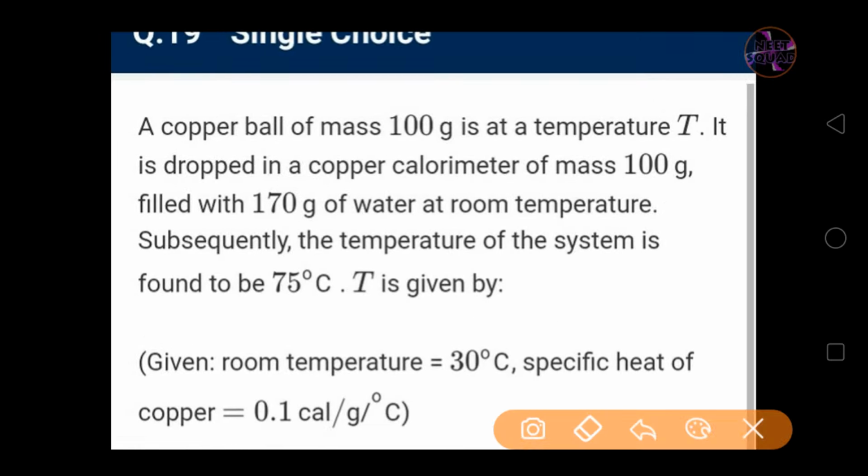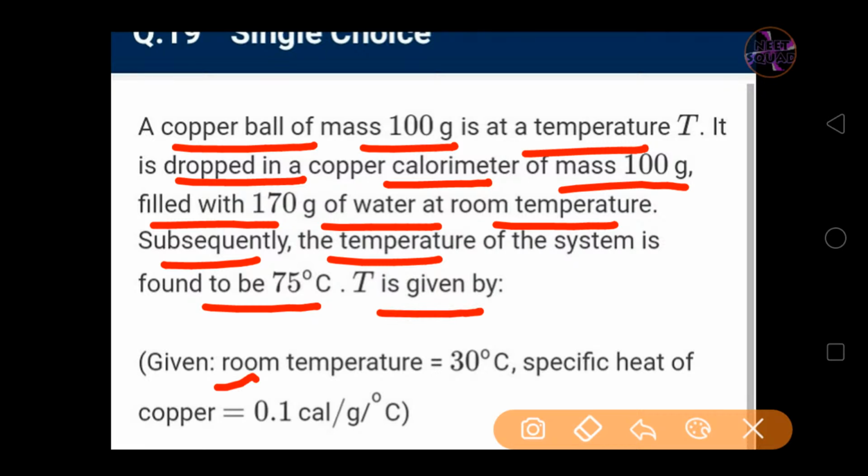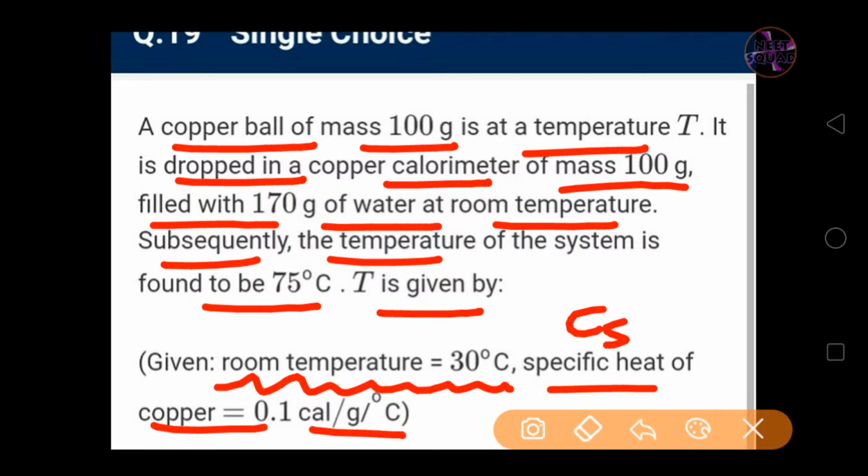So a copper ball of mass 100 gram is at a temperature T. It is dropped in a copper calorimeter of mass 100 gram filled with 170 gram of water at room temperature. Subsequently, the temperature of the system is found to be 75 degrees Celsius. T is given by, provided room temperature is 30 degrees Celsius and specific heat of copper is 0.1 calorie per gram per degree Celsius.